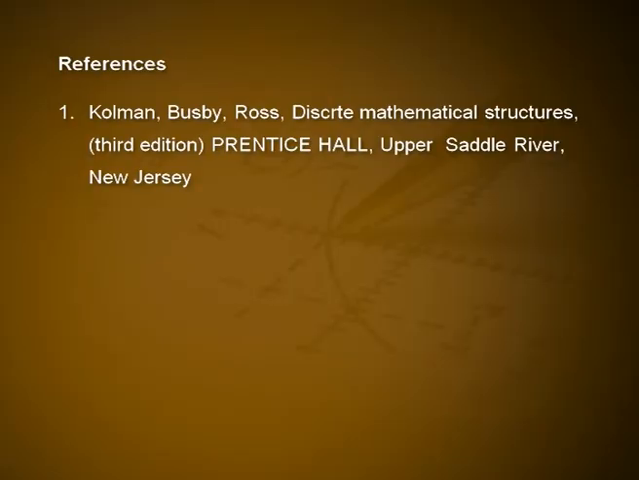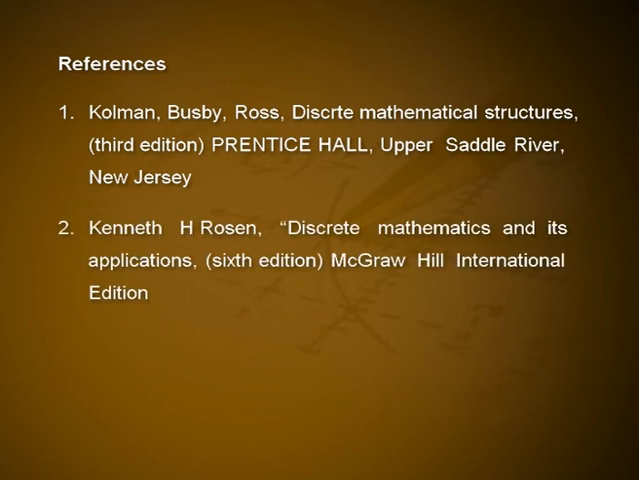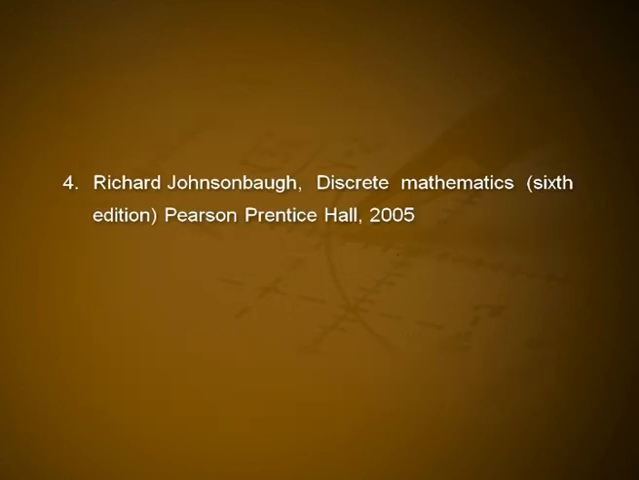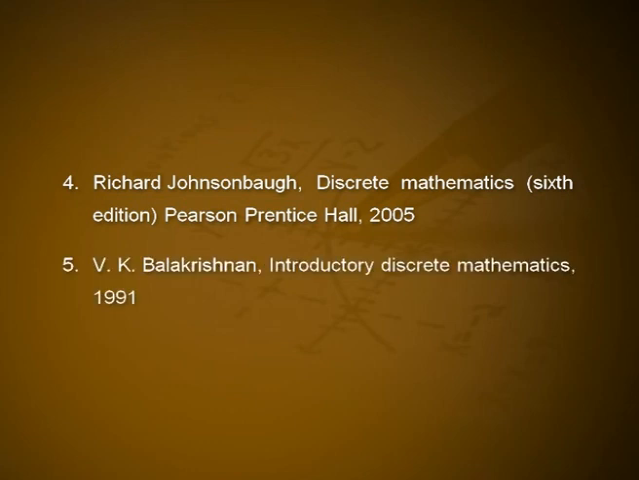I can suggest some books for further reading. 1. Coleman, Busby, Ross, Discrete Mathematical Structures, 3rd edition, Prentice Hall, Upper Saddle River, New Jersey. 2. Kenneth H. Rosen, Discrete Mathematics and its Applications, 6th edition, McGraw Hill International Edition. 3. C. L. Liu, Elements of Discrete Mathematics, 2nd edition, McGraw Hill International Edition, Computer Science Series, 1986. 4. Richard Johnsonbaugh, Discrete Mathematics, 6th edition, Pearson Prentice Hall, 2005. 5. V. K. Balakrishnan, Introductory Discrete Mathematics, 1991.